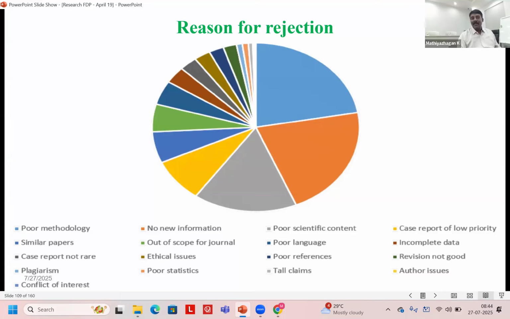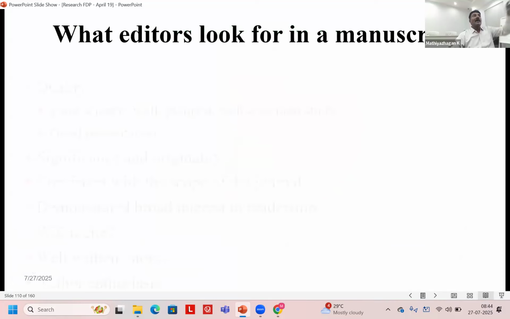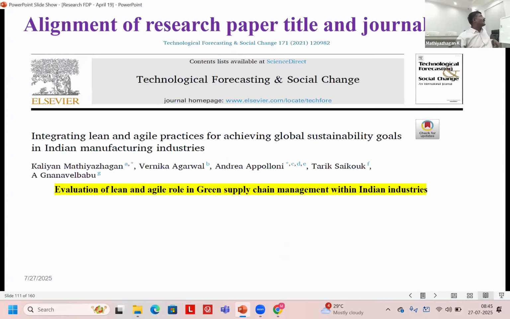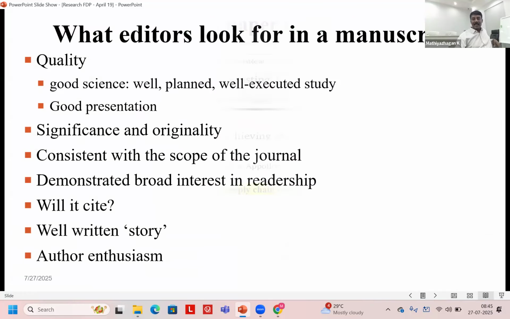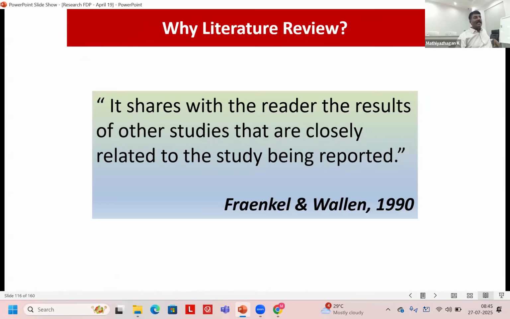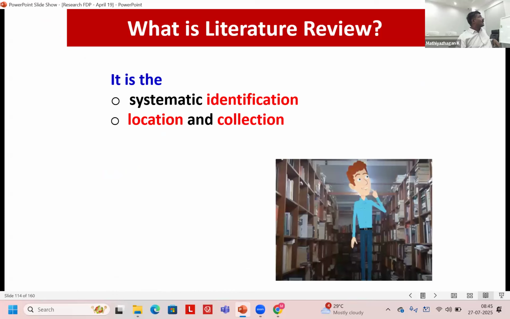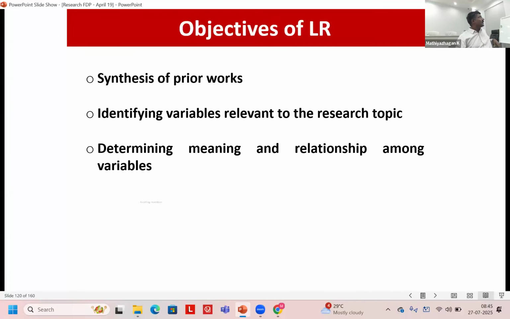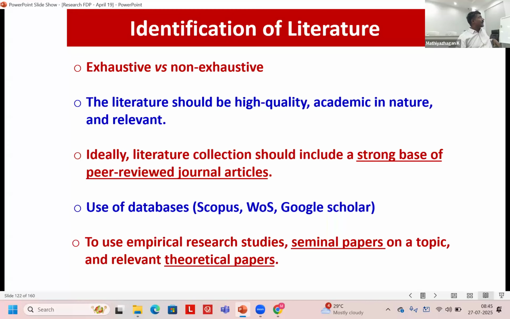For your case, see here. Were you able to understand the question? She asked, in a literature review paper, how many references are good? How will we decide? This is your question. See, for you, I have the answer here. In the literature review, let me start. Anyway, I will tell you later, but now see here.